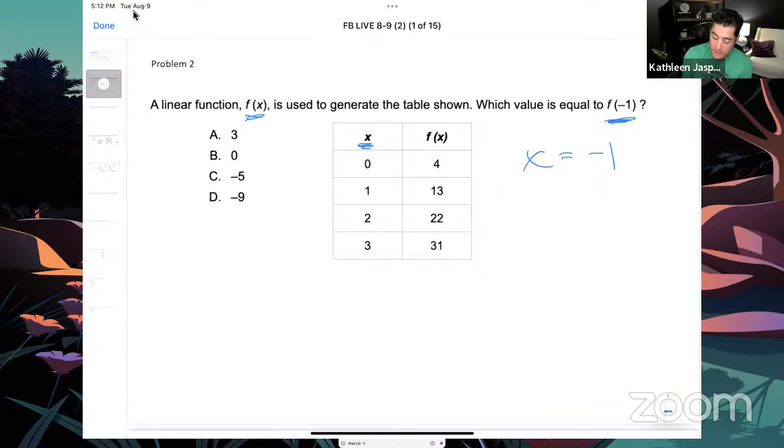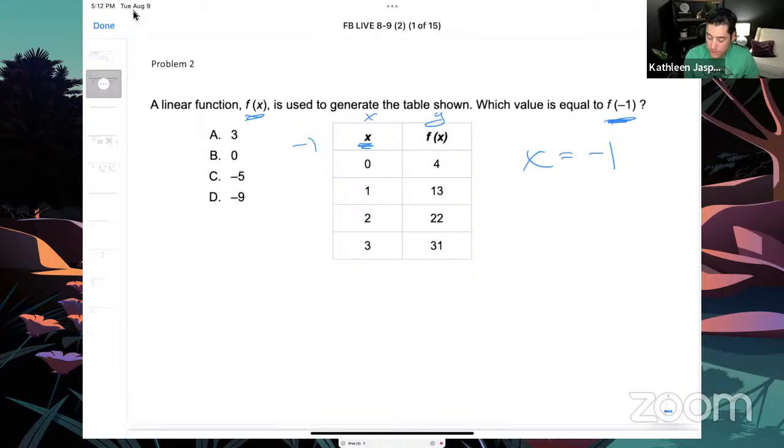We just need to understand that when x is -1, what is the f of x, or the y value? It's so much easier to just say x and y, and that's what these are. Left side of a chart is x, right side of a chart is y, and that's how we figure this out. So if I want -1, -1 is going to be up here, right? Because as I go 0, 1, 2, 3, I'm counting, I'm going up. -1 will be in the opposite direction.